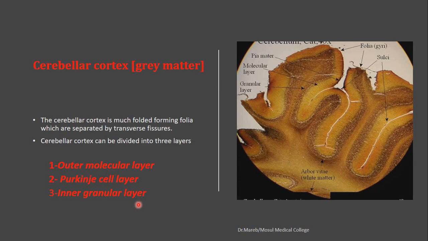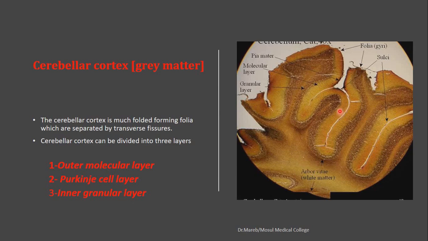Now, the cerebellar cortex. Look here, you can see the cerebellar cortex is much folded. This is one fold, this is another, and this another. These folds are called folia, and they are separated by transverse fissures, which are sulci. You can see here this is one folia, another, and so on. This is the cerebellar cortex, and this is the center, which contains the white matter.